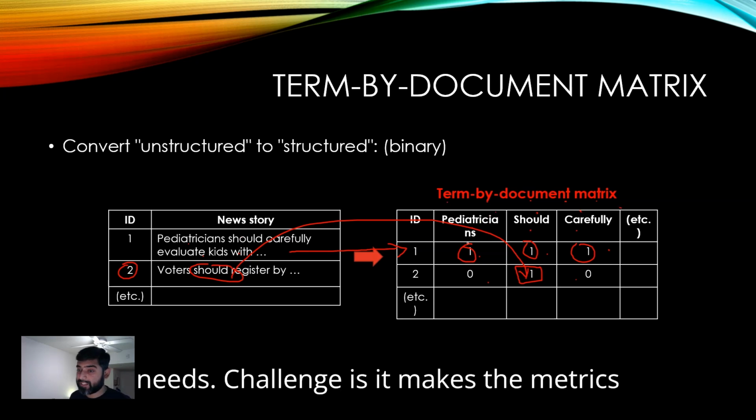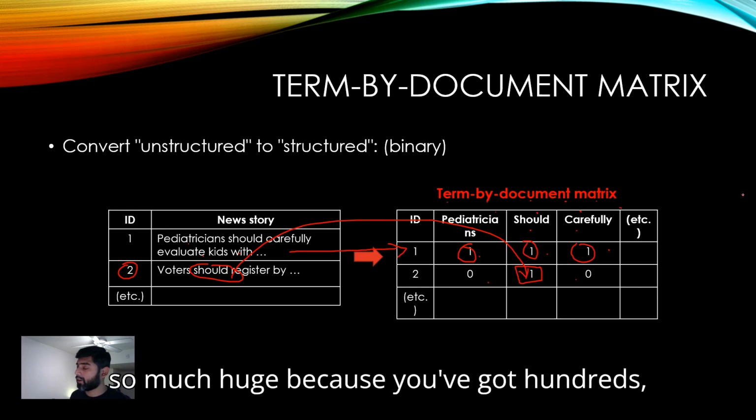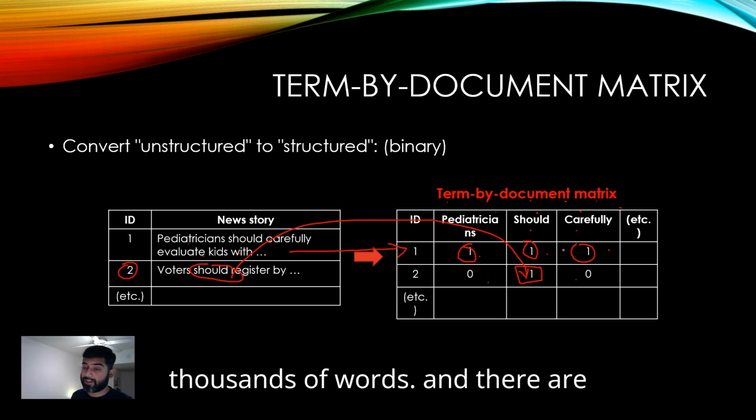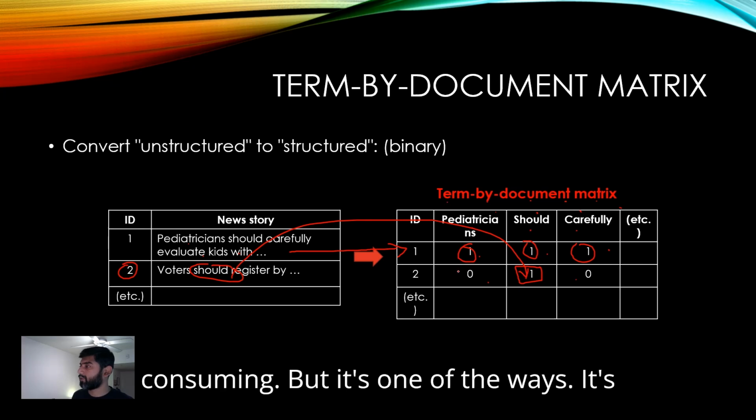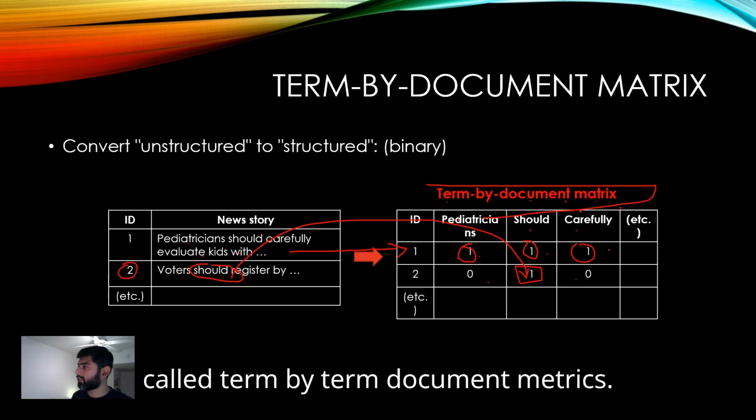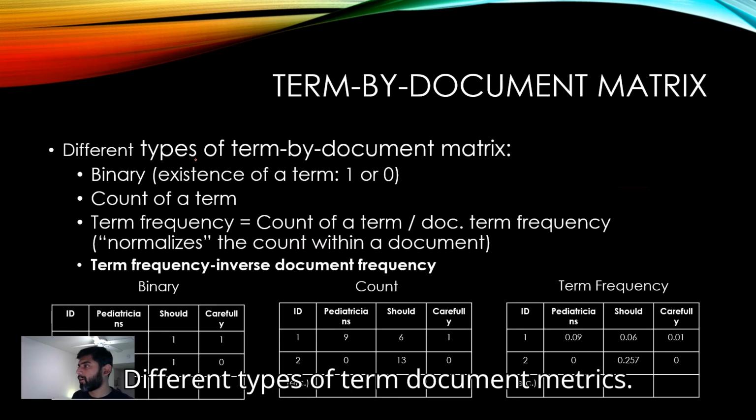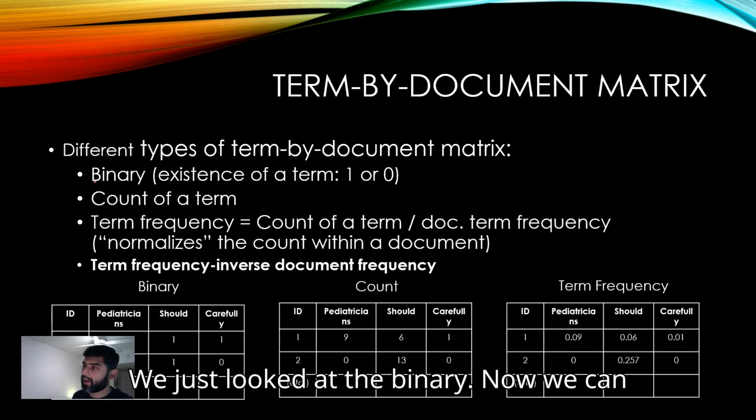So it uses the first row to determine what kind of columns it needs. The challenge is it makes the matrix so huge because you got hundreds, thousands of words and different combinations, and this is pretty consuming. But it's one of the ways. It's called the term by term document matrix. There are different types of term document matrices. We just looked at the binary.